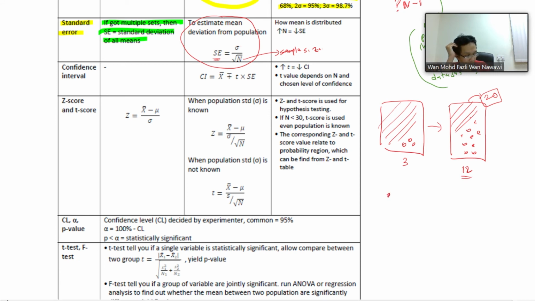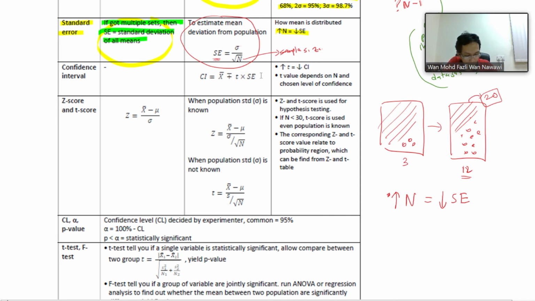The idea is this: the larger your sample size, the larger the n, the lower your standard error. Of course, because if your sample n is nearing the population n, then the error will be less, because when you calculate the whole population, you are confident 100%. But if you do sampling, the more data you use, the closer you are to the whole population. And then you have the confidence interval here.